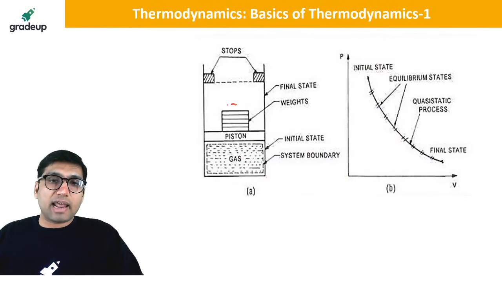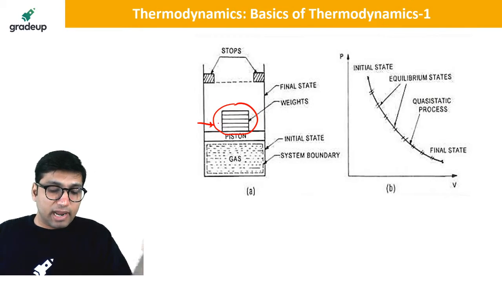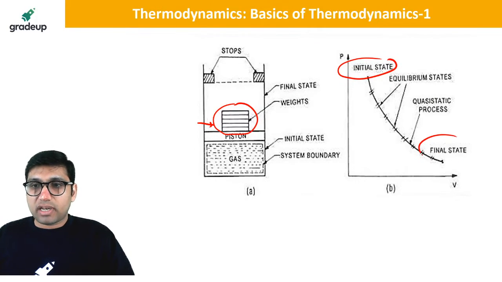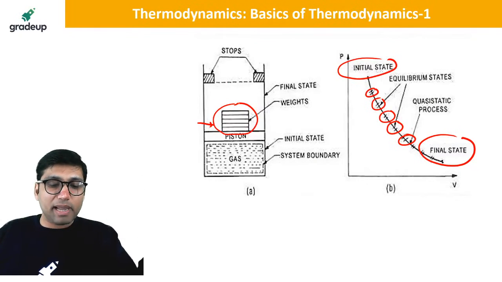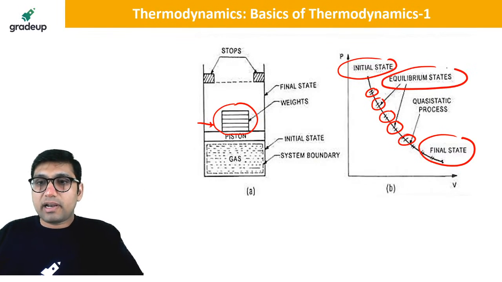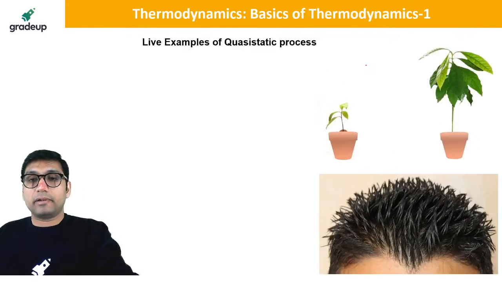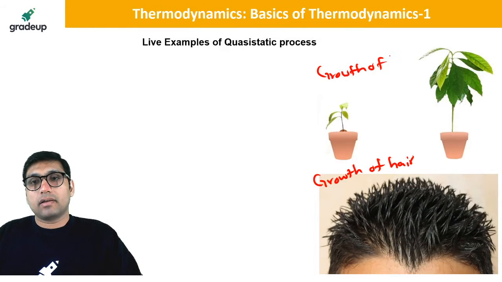Example: suppose we have a piston cylinder arrangement with some weight kept on the piston. If the weights are suddenly removed, it will not be quasi-static. But if you remove the weights one by one, then you will have a change of state from initial to final, following some equilibrium states. These are some equilibrium states. If you remove the weights one by one very slowly, you will be executing a quasi-static process. So the intermediate states will be at equilibrium and the process will occur very, very slowly. For example, the growth of your hair, the growth of this plant, comes under quasi-static.